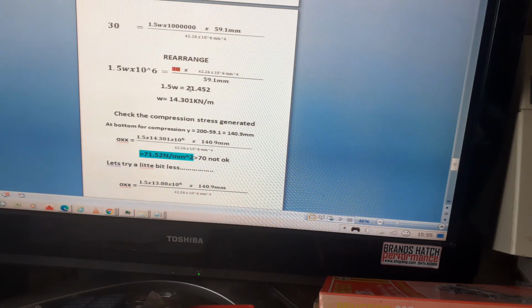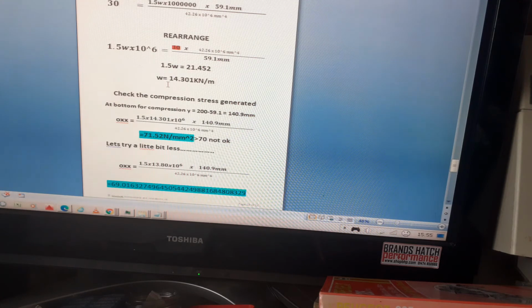That means that 1.5 W is 21.452. So W equals 21.452 divided by 1.5. That gives us W equals 14.3. So at the moment, we think that W needs to be reduced. It could have been 18 for the support, but now we're saying it needs to be 14 because the tension stress in the sagging is going to be bigger. When you think about it, we had a 4 meter span.